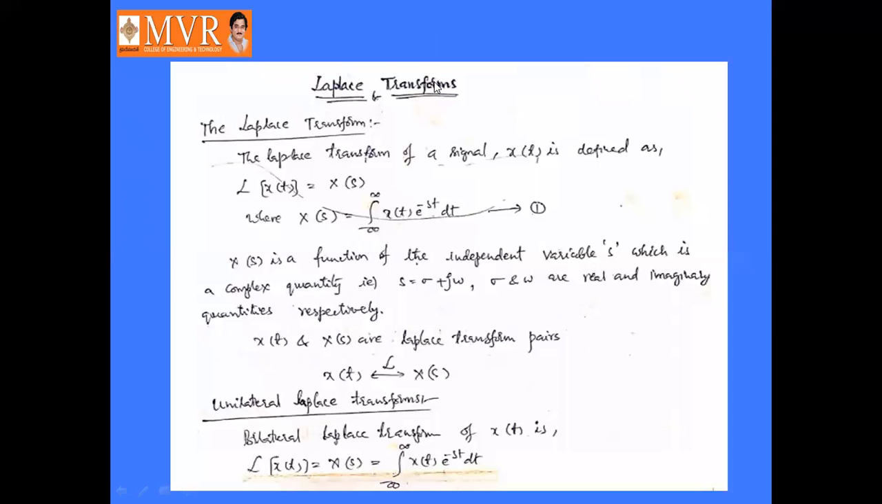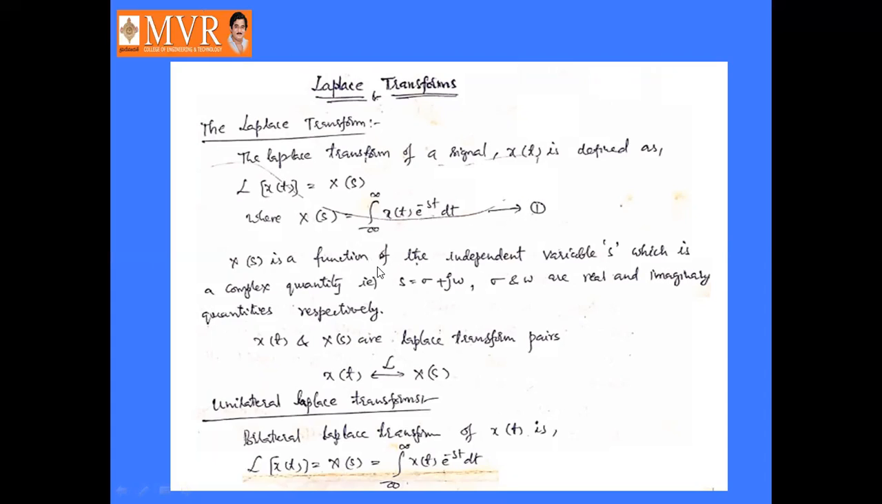What is the Laplace transform? It is represented mathematically as follows. The Laplace transform of the signal x(t) is defined as L{x(t)} = X(s), where X(s) is the integral from minus infinity to infinity of x(t) e^(-st) dt. This is nothing but the Laplace transform of the given signal x(t).